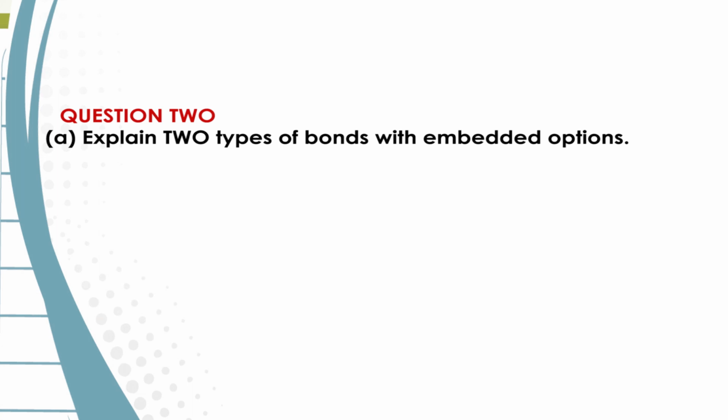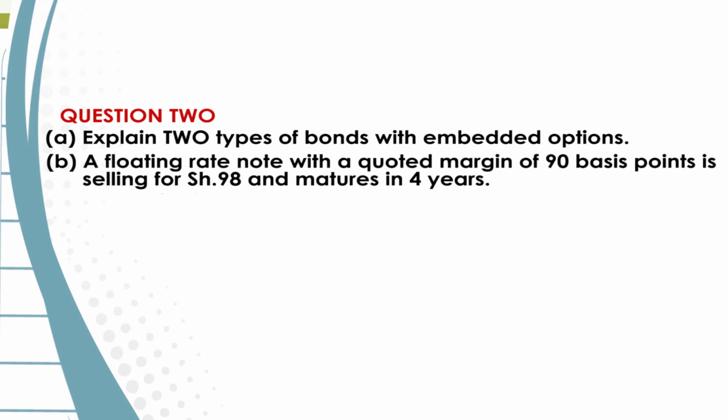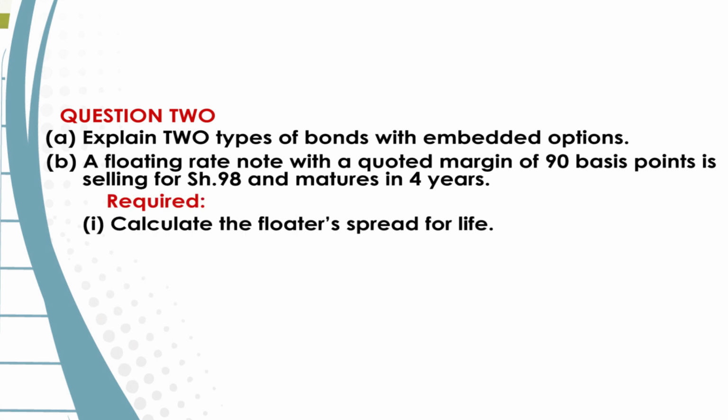Now, moving on to part B of this question, I read, a floating rate note with a quoted margin of 90 basis points is selling for 98 shillings and matures in 4 years. Required Roman 1, calculate the floater spread for life.